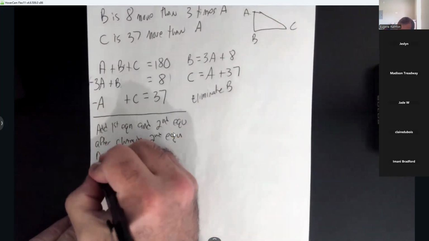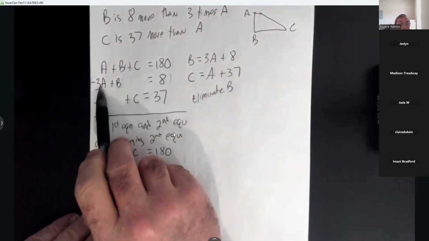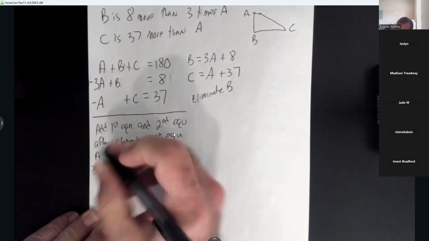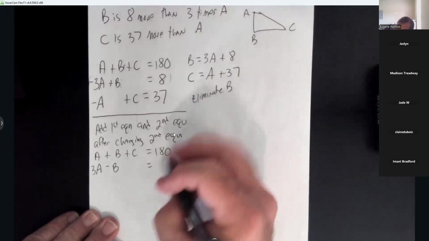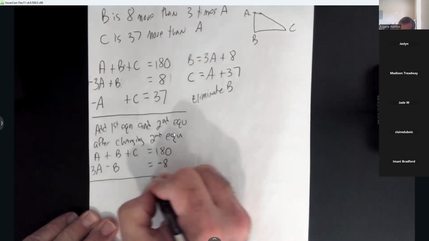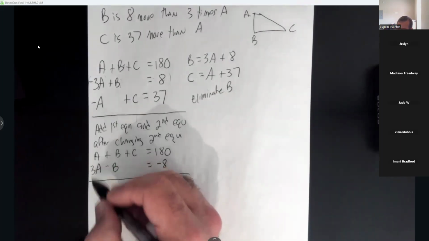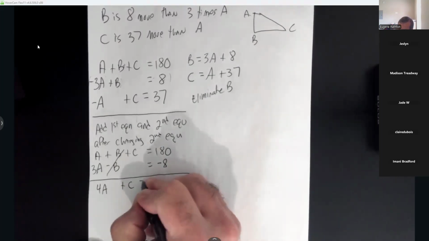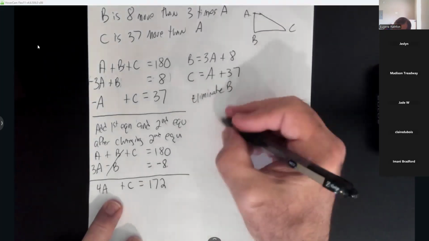So that one's going to stay A plus B plus C equals 180. I'm going to multiply this whole row by negative 1. So that's going to make that a positive 3A. Negative times positive will make that a negative B. And then negative times positive makes that a negative 8. So y'all see what I got now? A and 3A gives me 4A. The B's cancel. I got a plus C. And then 180 minus 8 is 172. So that's going to be one equation.